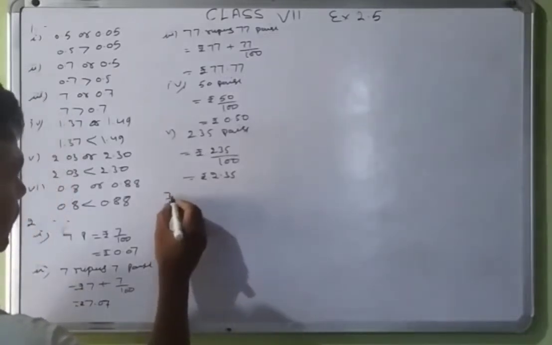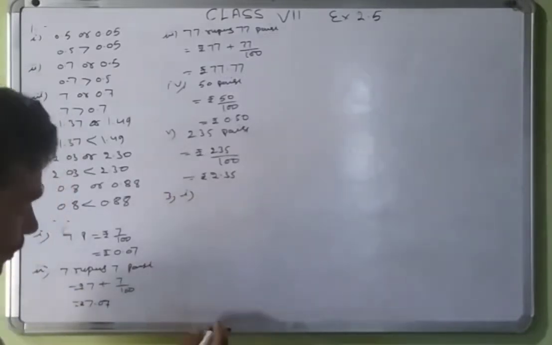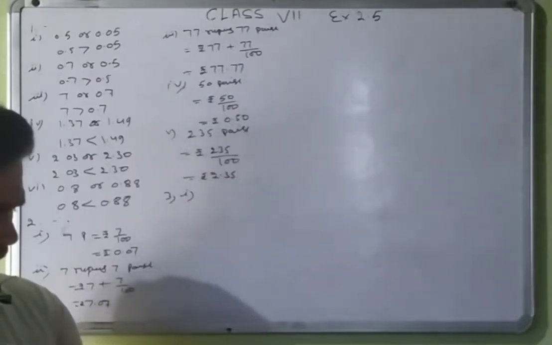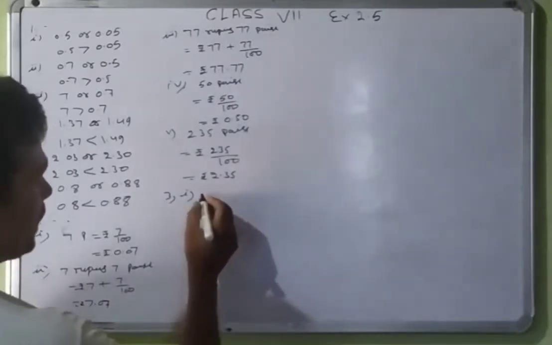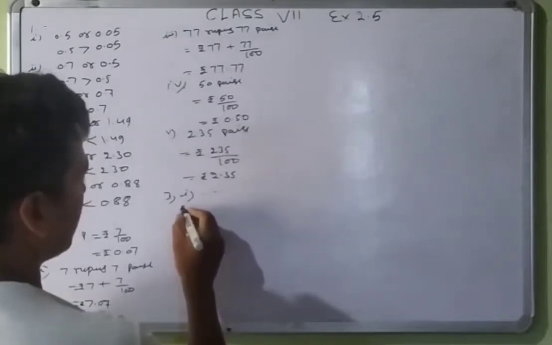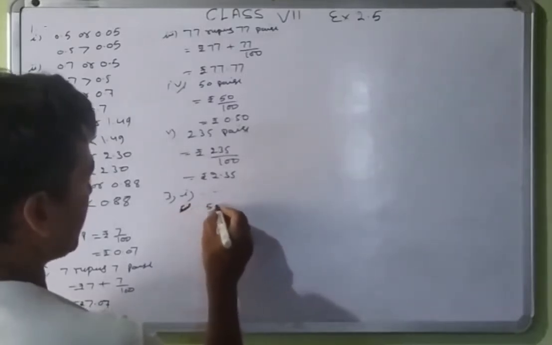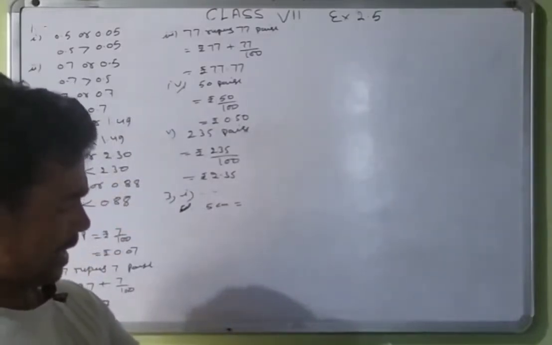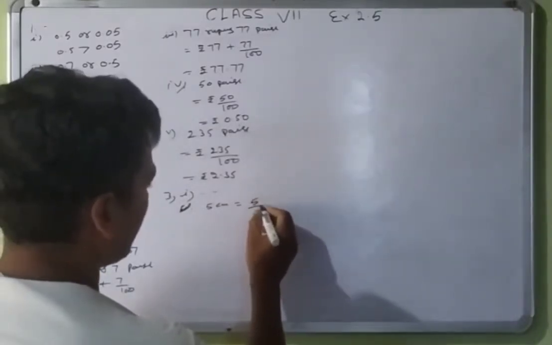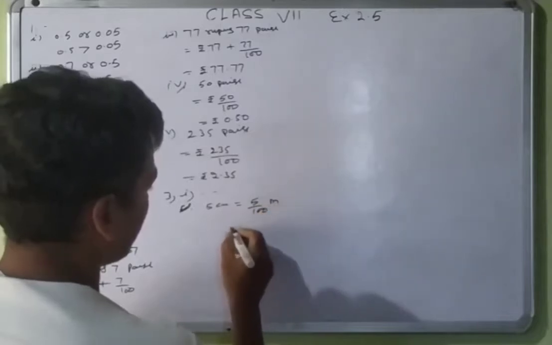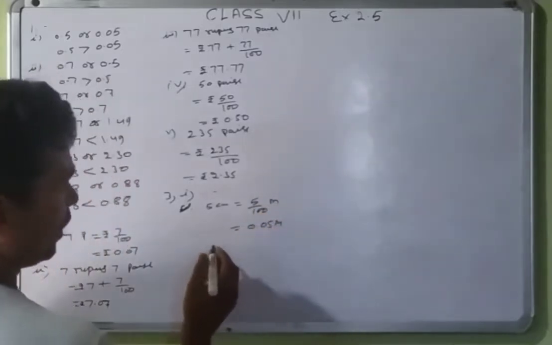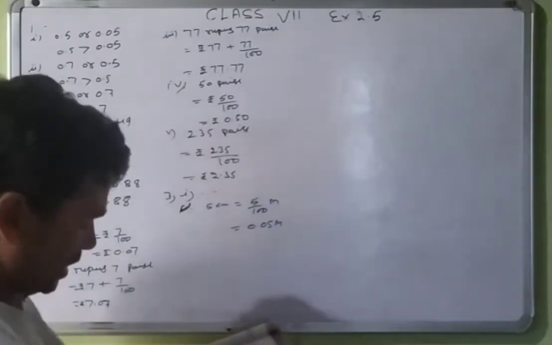Question number 3. First part is that express 5 centimeter in meter and kilometer. So 5 centimeter is equal to, in meter, 5 upon 100 meter. So that will be 0.05 meter. That is the first answer.